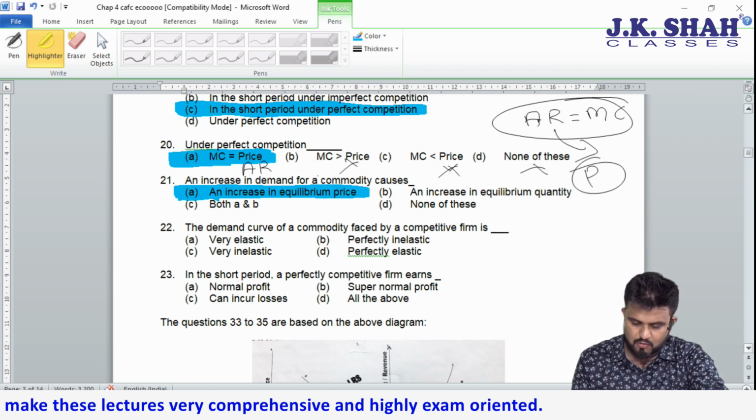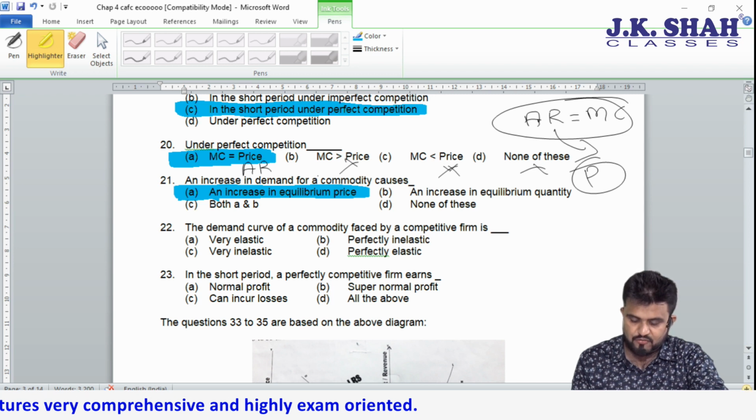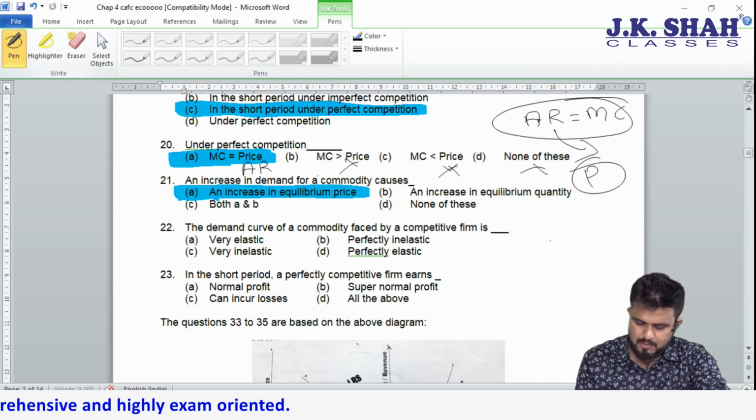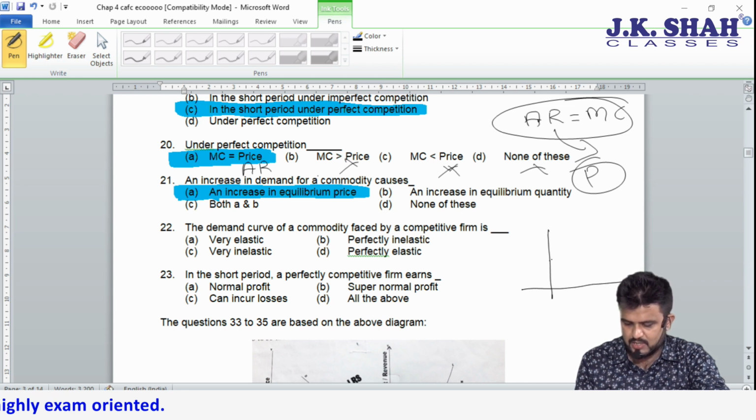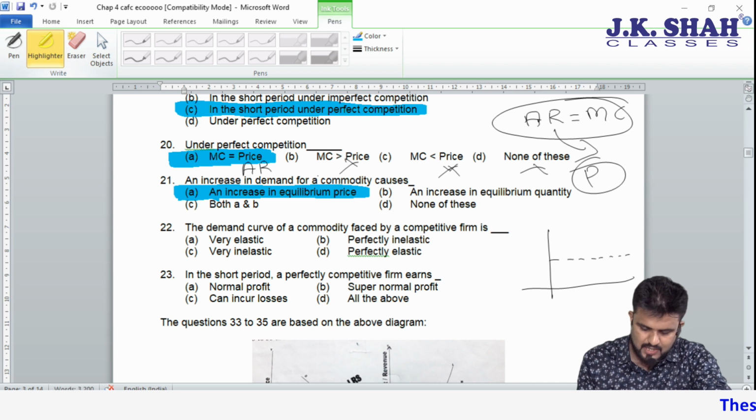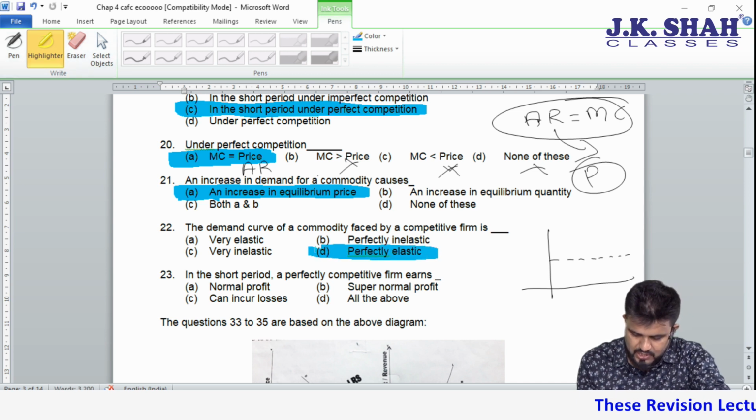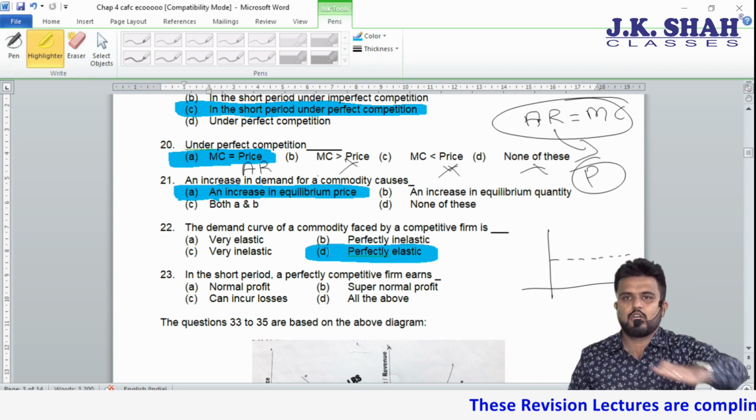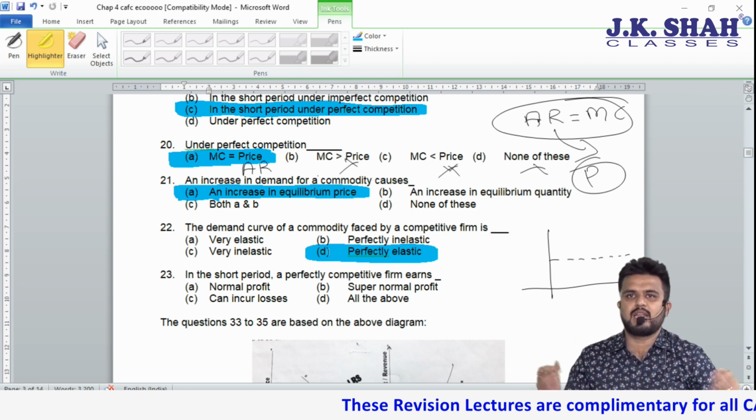22. The demand curve of a commodity faced by a competitive firm. So how is the demand curve? Students, it is a horizontal straight line. So can I say it is perfectly elastic? A horizontal straight line is called a perfectly elastic demand curve.